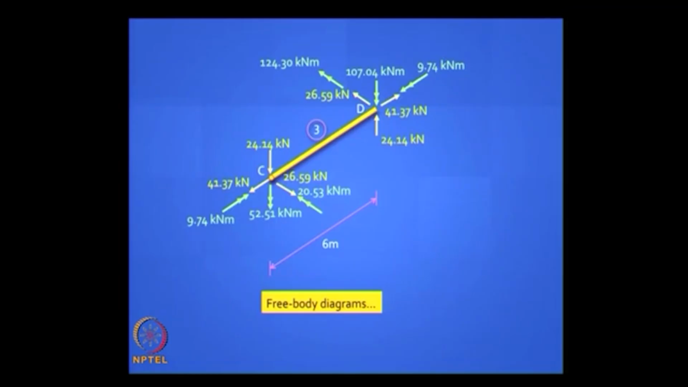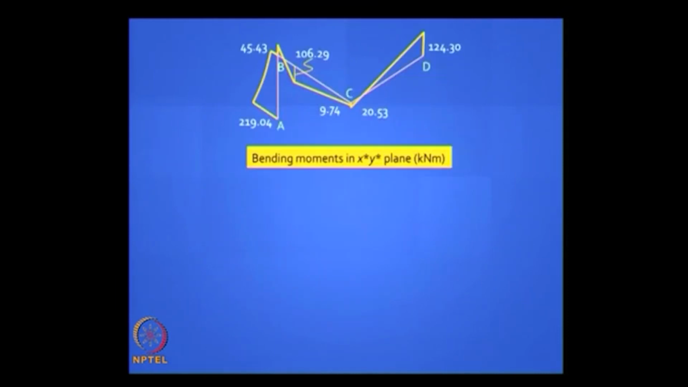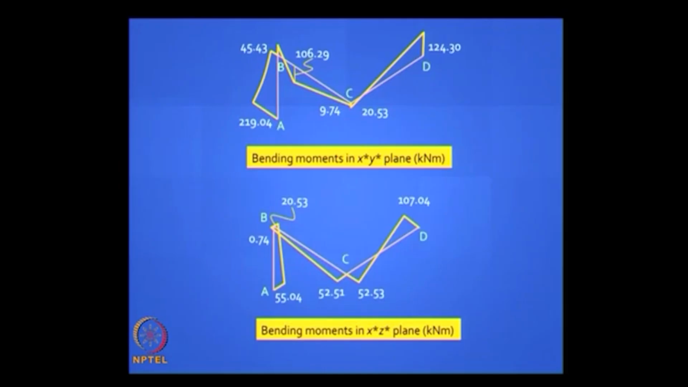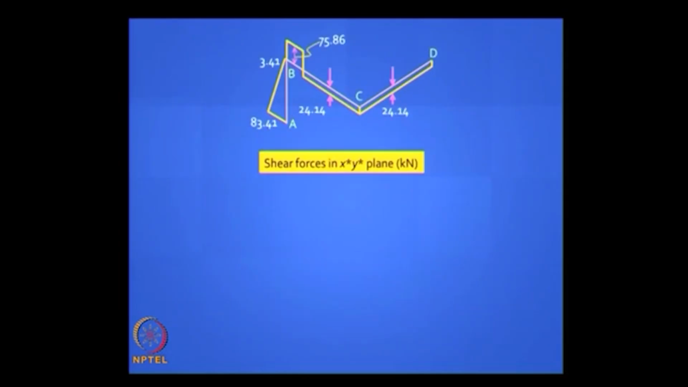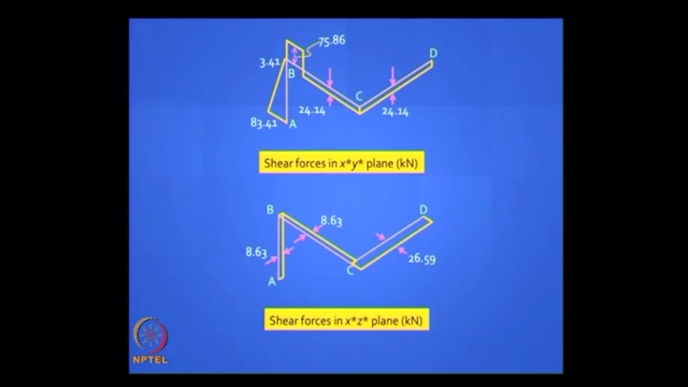So the axial force you know, the bending moment, the shear, the twisting moment you know. The ones that are worth drawing are the bending moment diagrams. You have to draw 2 of them, one in the x star y star plane, the other in the x star z star plane. Look at that. Similarly you need shear forces. You draw in the x star y star plane, draw in the x star z star plane. If you can do all this and do it accurately, you have learnt matrix analysis of structures. This is the ultimate test.